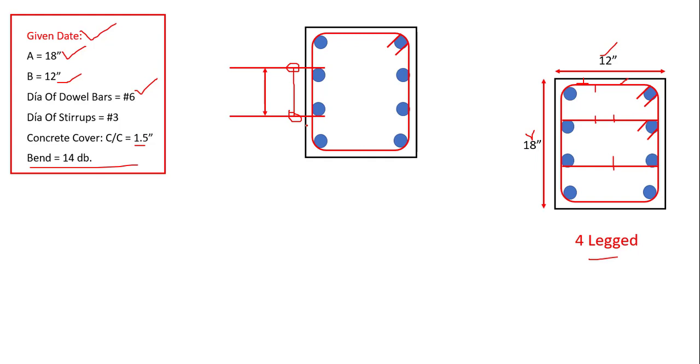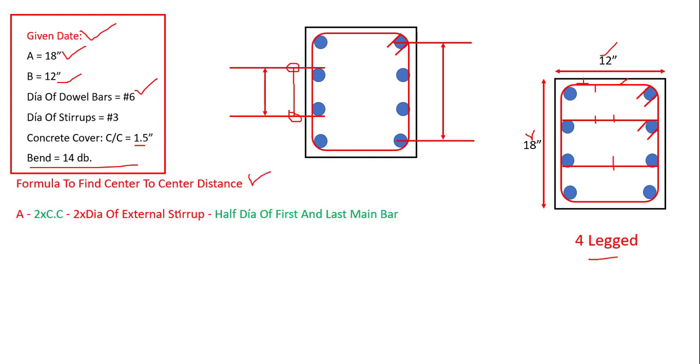So how can we find out this one? For this, it is very important first to find out the center to center distance between the external bars. Center to center distance between what? These external 2 bars. The center to center distance is very important to find before finding this one. So how can we find out this one? It is mentioned over here. The formula to find out the center to center distance.